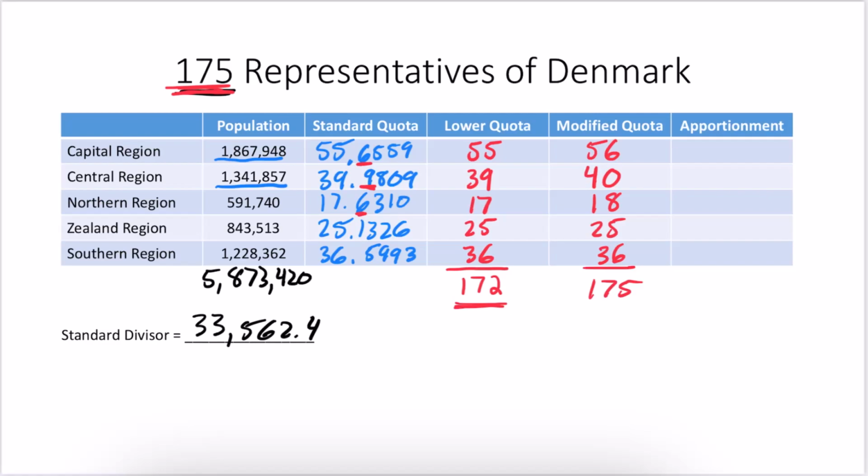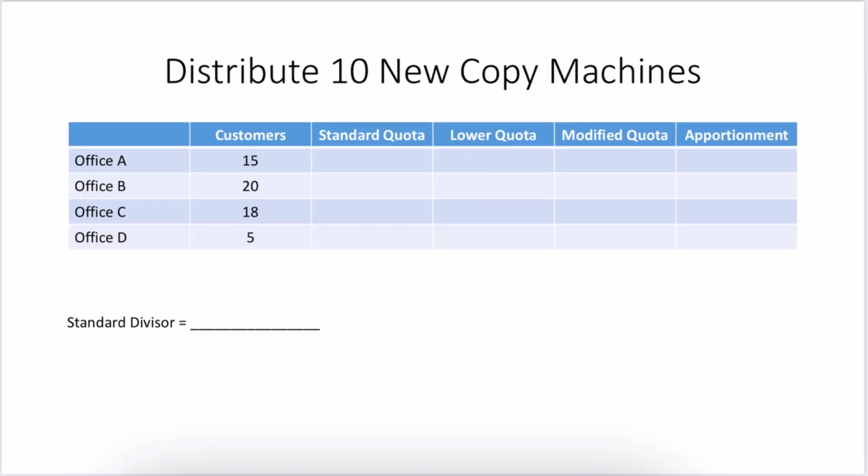And we would basically just say that the capital region has 56, the central region has 40, the northern region has 18, the Zeeland region has 25, and the southern region has 36. So technically, I guess that last column isn't really necessary, but that's the way that Hamilton's method of apportionment works. So why don't you try this example on your own?